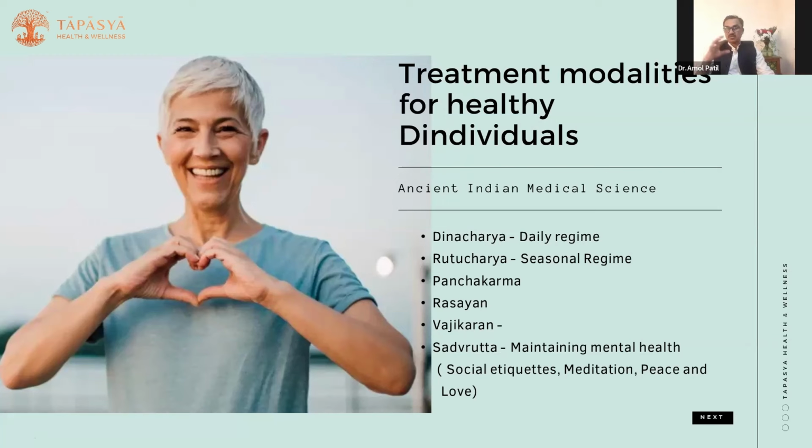And last but not the least important thing is Sadvrutta, that is taking care of our mental health, which has to be a part of our day-to-day life. It is not that once in a while I get time and then I am doing meditation. That would not give you support for a week or something like that. So it has to be a part of every day, and that also includes how we should behave socially. What should be the social etiquettes, the meditation and peaceful life, how we should learn to live peacefully, because it is always said that anger is spontaneous and peace is a choice. So it has to be a choice always.